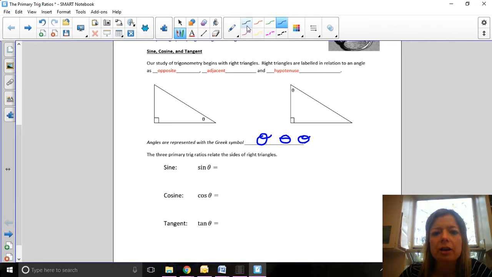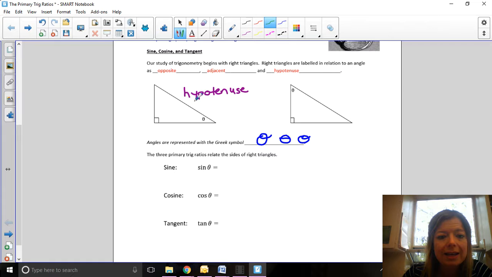So a right triangle always has three sides. The first side is the hypotenuse. Okay, that's usually the easiest one to label, hypotenuse, because it's very clear. It's across from the right angle. It's the longest side. Okay, the next one I want you to label is opposite.